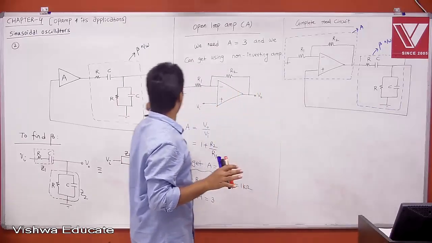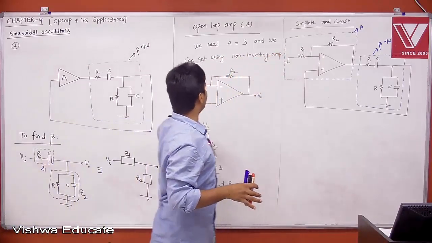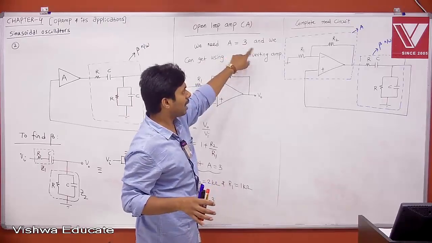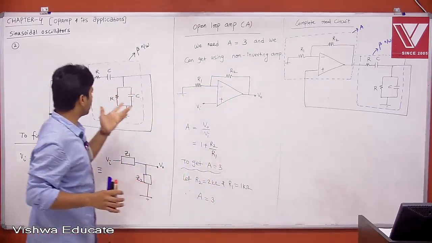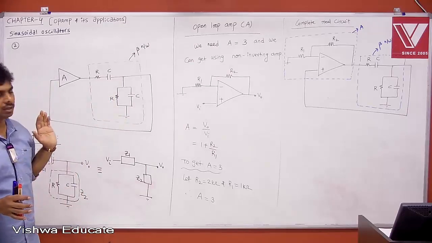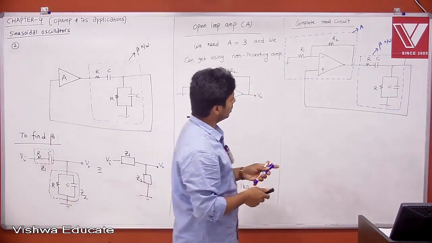Everybody understood, right? Simple. The open loop amplifier is replaced with your non-inverting amplifier, because my gain requirement is 3 and 0 degrees phase shift, so I can go for a non-inverting amplifier. And the beta network is already there from the start. Therefore, both are applied. Now, can I write the same circuit like this? Just listen.